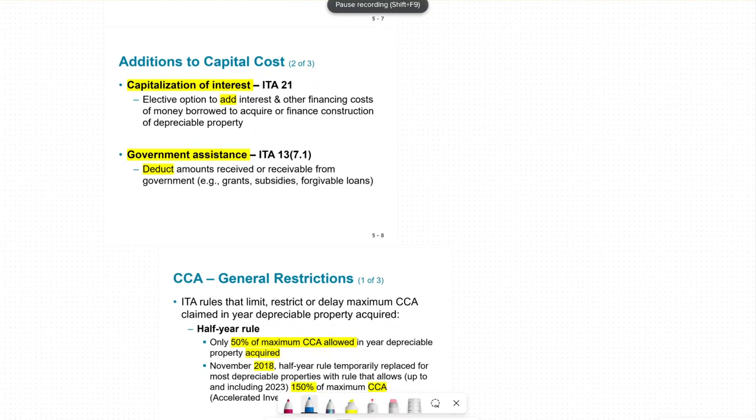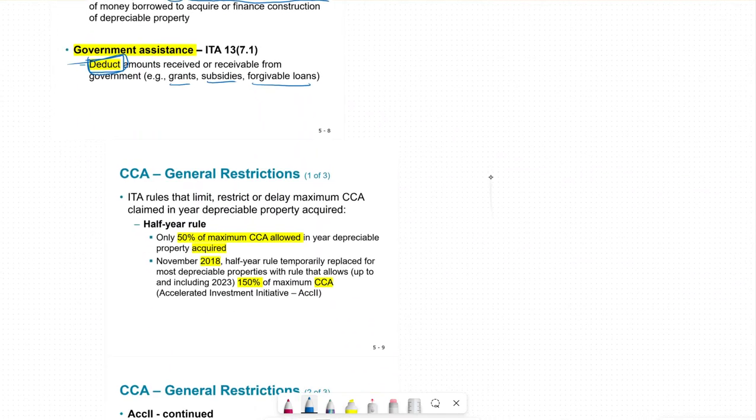Then, in addition to capital cost, if we had to finance the asset, we have the elective option to add the interest, because we want to capitalize it. If we want to capitalize it, this interest should be included in my cost. Any interest that we're capitalizing will be included. And if you get a government grant, subsidies, or forgivable loans, we have to deduct it, because we cannot claim CCA on that.